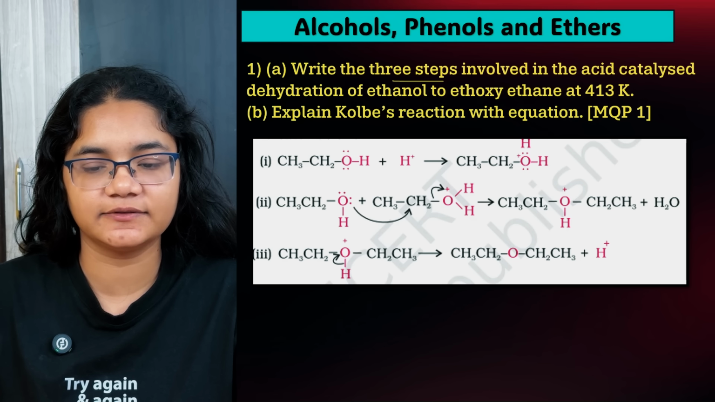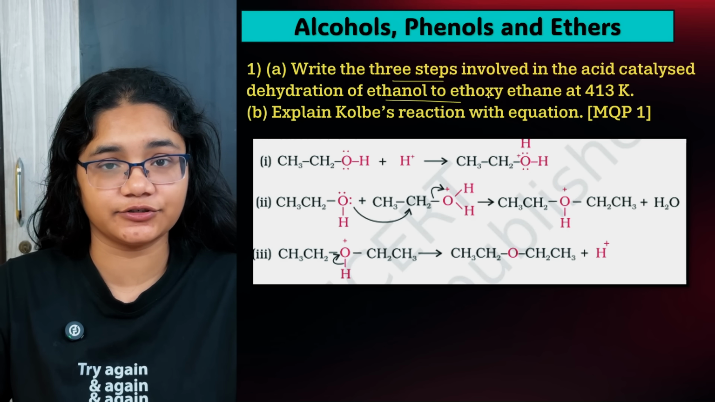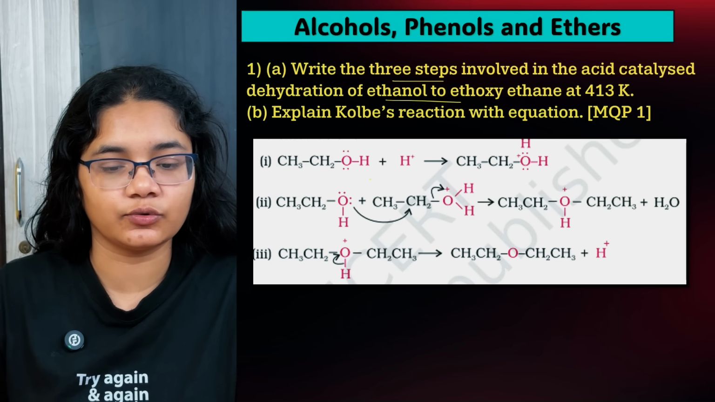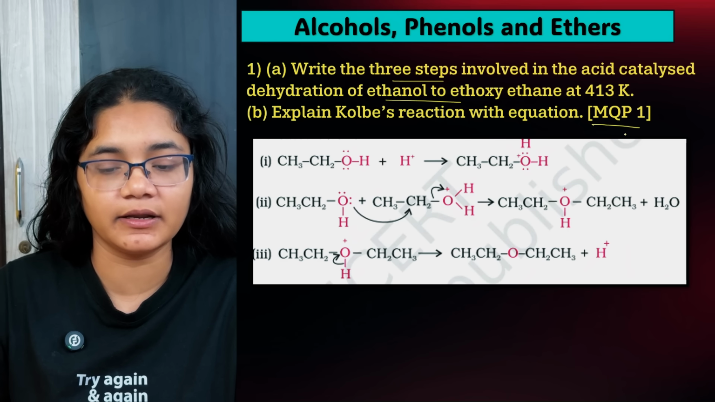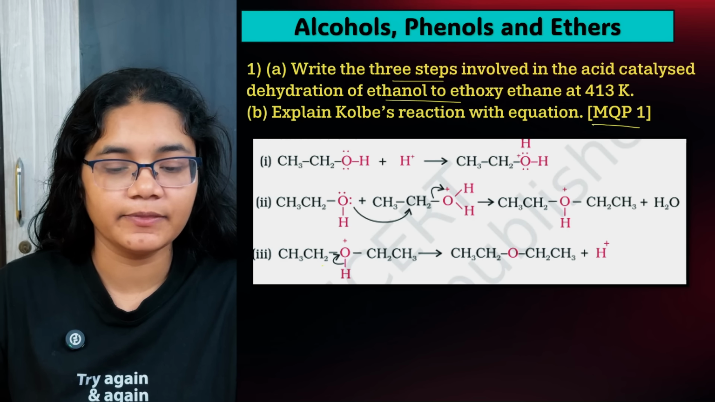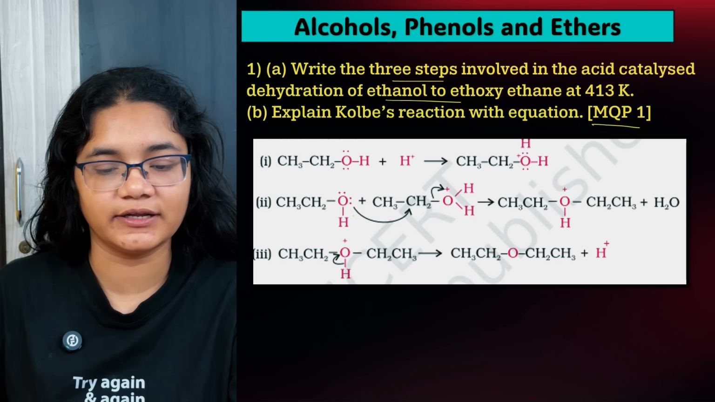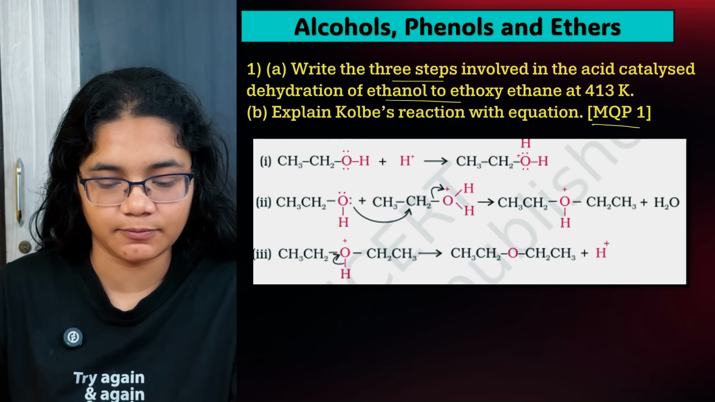Write the 3 steps involved in the acid catalyzed dehydration of ethanol to ether. So this mechanism is generally less asked, but yes, it is there in your model question paper, so definitely prepare it thoroughly. First of all, there is protonation, and then there is attack, and then there is deprotonation.